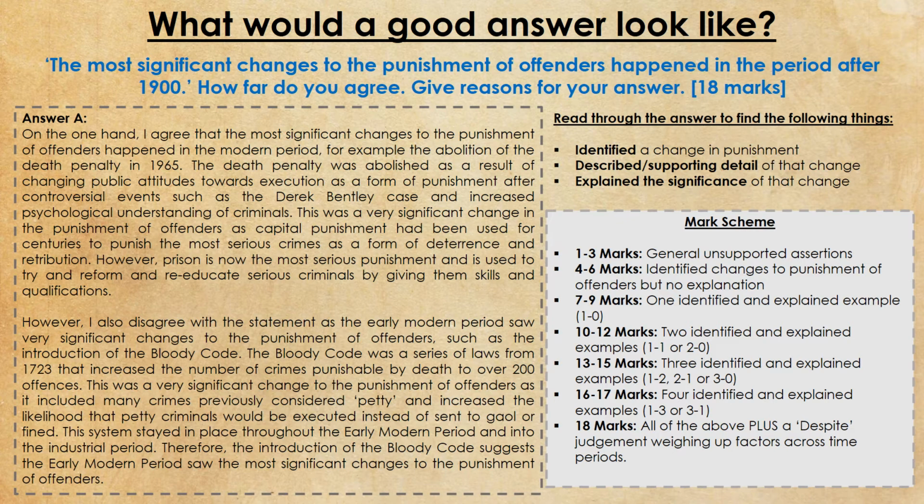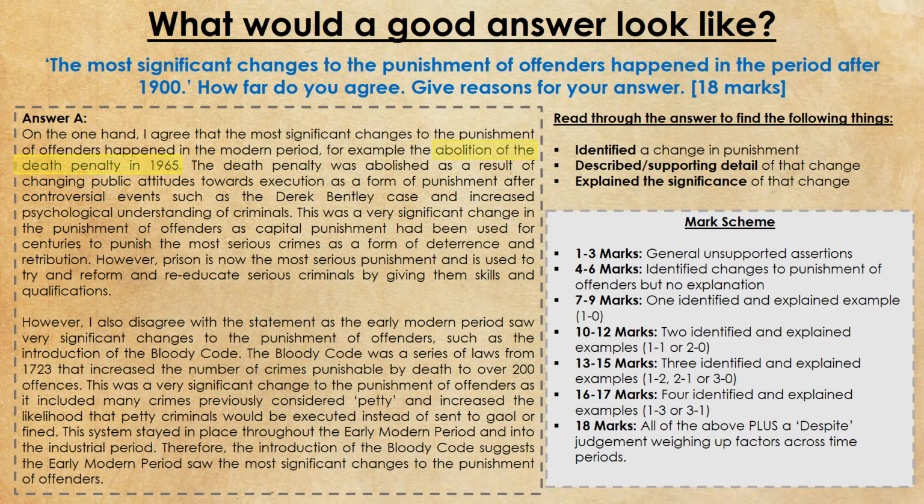Okay, right, hopefully you've had a chance to pause the video and have a read through that. So let's go through each paragraph and see where the identifications are, the descriptions, and where the explanations are. If we start off: "On the one hand, I agree that the most significant changes to the punishment of offenders happened in the modern period. For example, the abolition of the death penalty in 1965."